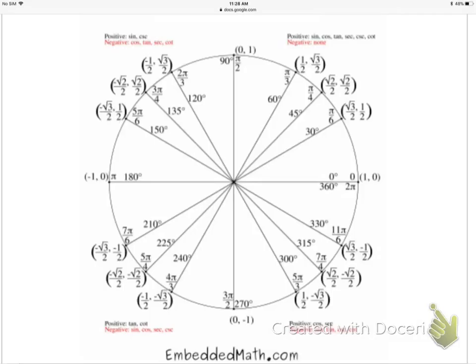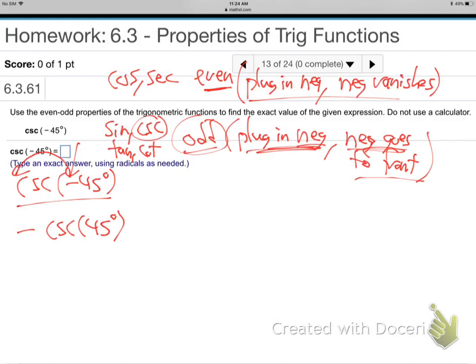Okay. So what were we doing? What was the question? Oh, cosecant 45. Now, cosecant is upside down of sine, so we'll scribble in there. Let's change that to 1 over the sine of 45 degrees. Is everybody good so far? Because cosecant is upside down of sine.